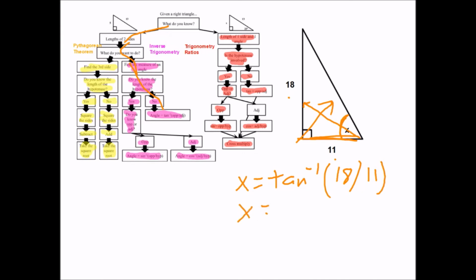And you do that on your calculator. Second tan, 18 over 11, about 58.6 degrees. Tangent is one trig ratio that can have a ratio greater than 1.